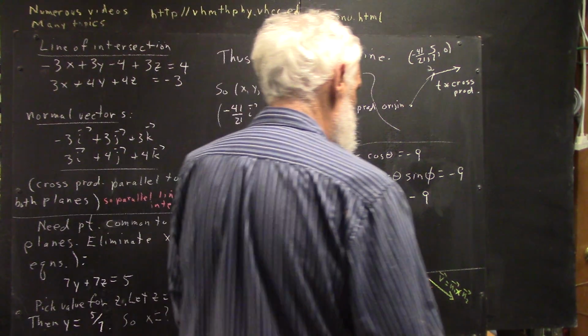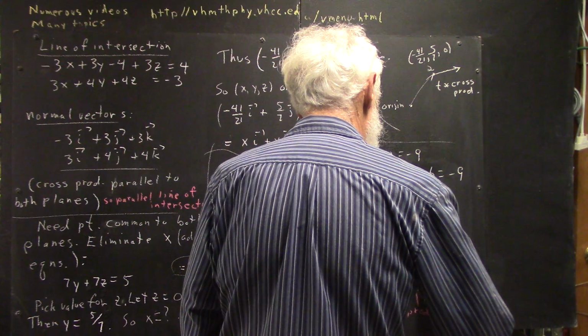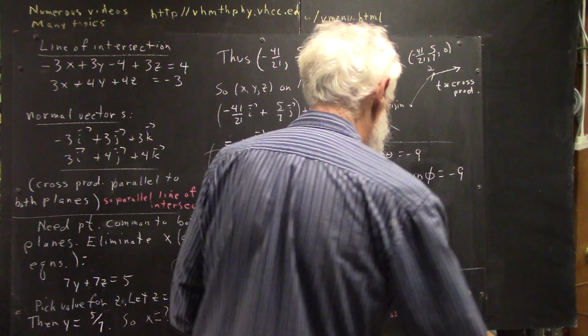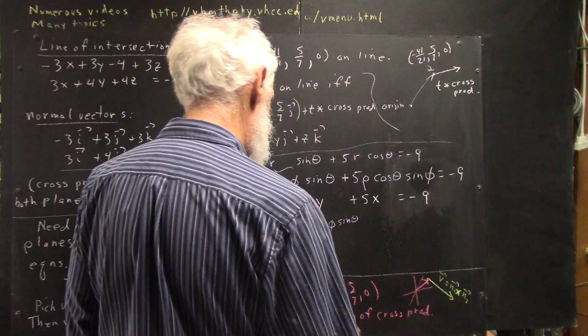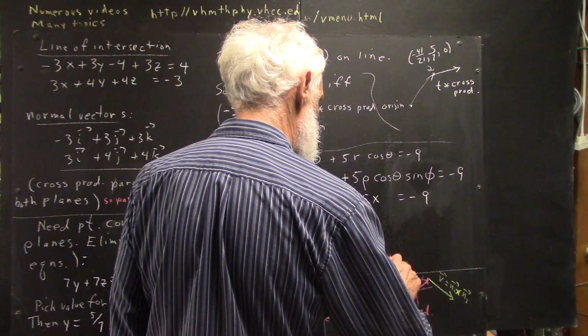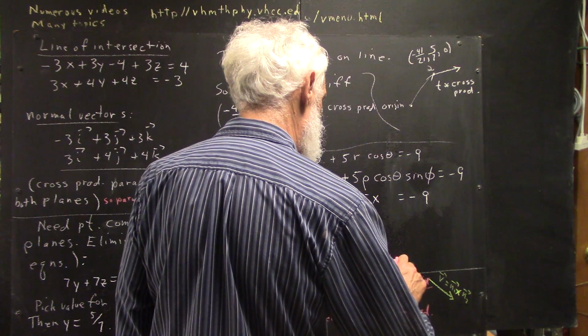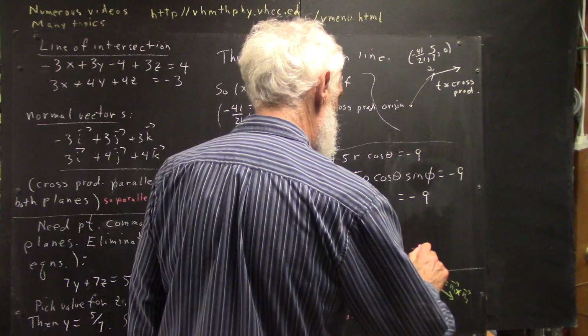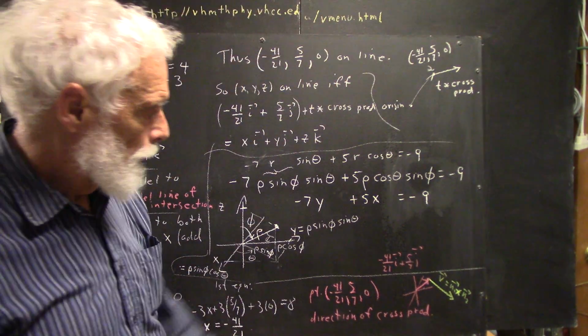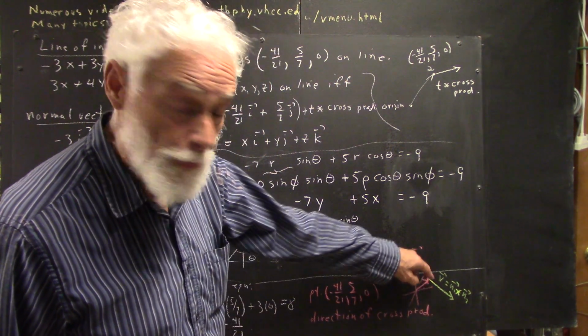Now we have a vector from the origin out to this point of intersection that we found, and this vector is negative 41 over 21 i plus 5/7 j. That's a vector from the origin out to our point of intersection.